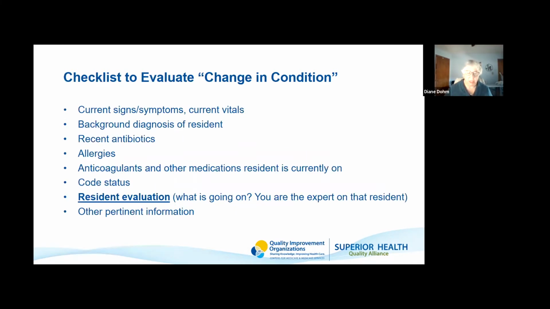So if you're using a checklist, formally or informally, to evaluate this resident's change in condition, it should include at least the following. What are the current signs and symptoms for that resident? What are their current vitals? How does that relate to the background diagnosis for the resident, or what is their past history? Have they had any recent antibiotics? Do they have any allergies? Are they currently on an anticoagulant or other medications?